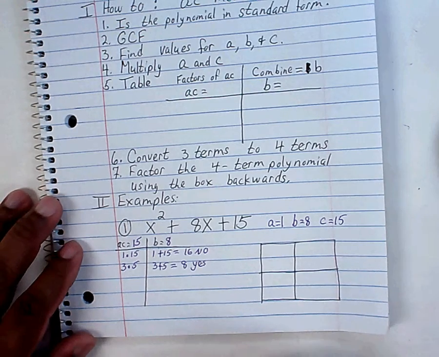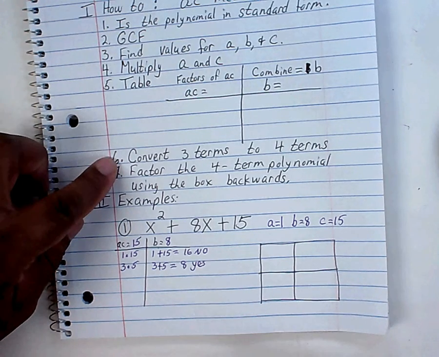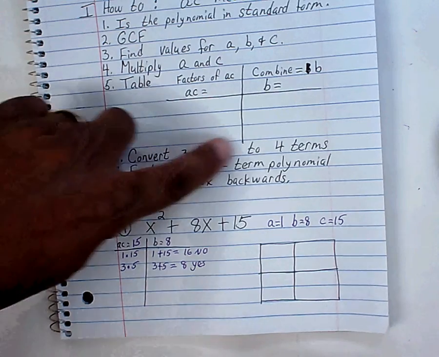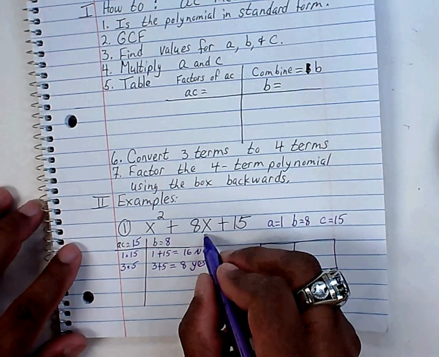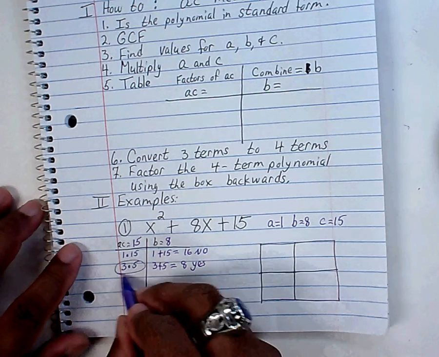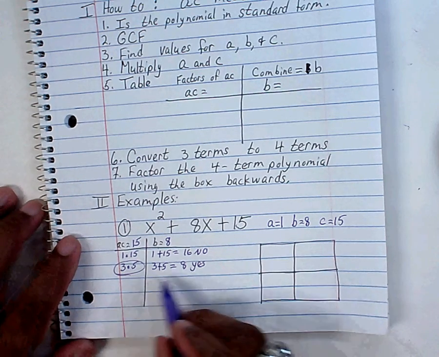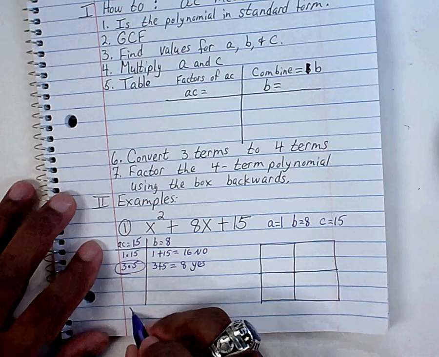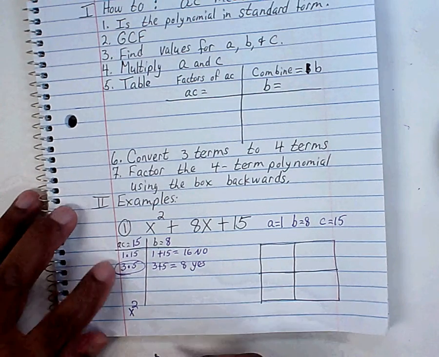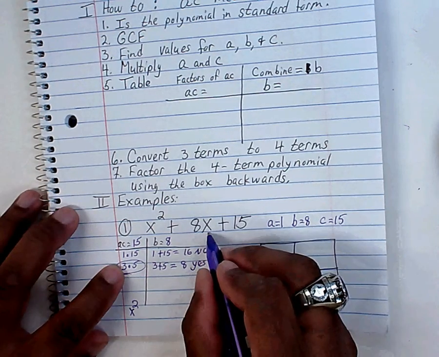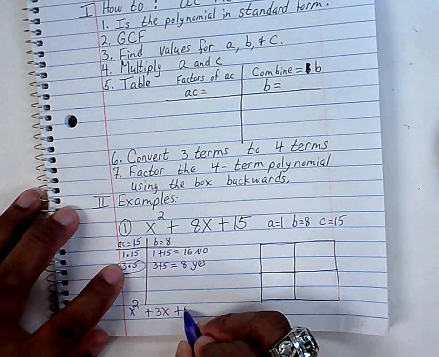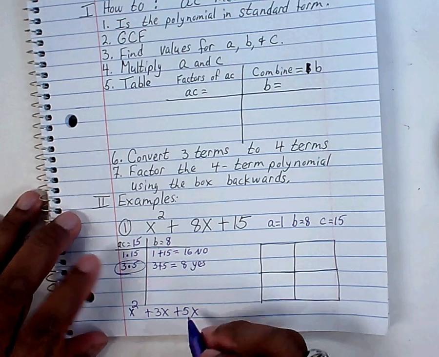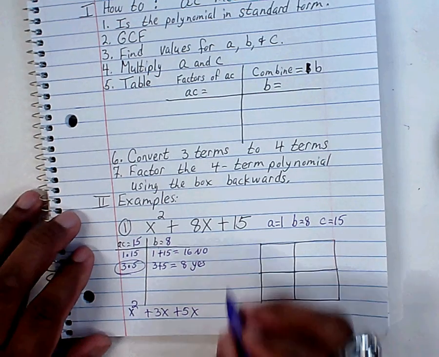Therefore, I can now convert my 3-term polynomial to a 4-term polynomial. And what I'm going to do is split up that middle term 8x. And I'm going to use these numbers here where this actually works to do that. So my polynomial becomes x squared. I'm going to use these 2 numbers with that middle variable, plus 3x plus 5x, because they're both positive. If one was negative, we'd put a negative sign there. And then plus 15.